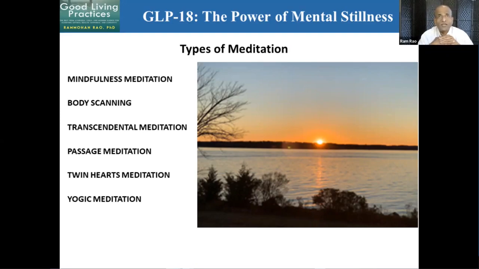The reason why mindfulness meditation is very attractive is because you are paying attention to whatever that thought process is. And in evidence-based studies, all the research that is happening in meditation uses mindfulness meditation. And guess what? All of us are in that state in some way or the other.